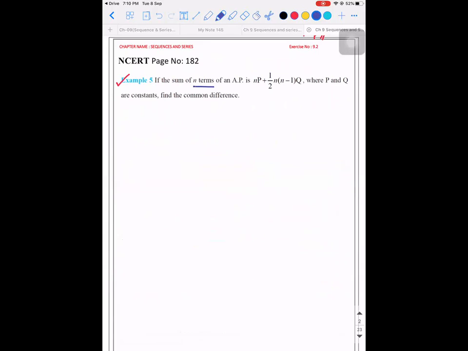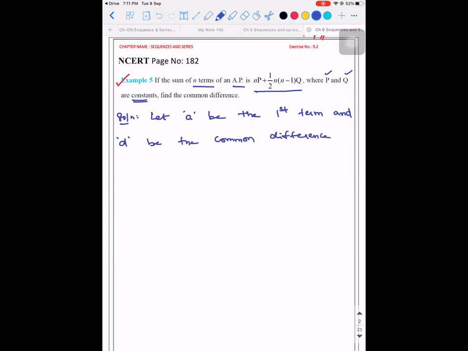If the sum of n terms of an AP is np plus half into n into n minus 1 into q, where p and q are some constants, find the common difference. So the solution is, let A be the first term and D be the common difference. Then the sum of n terms in an AP will be n by 2 into 2A plus n minus 1 into D. This is the formula.